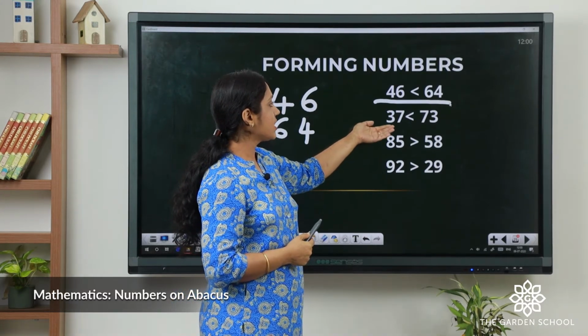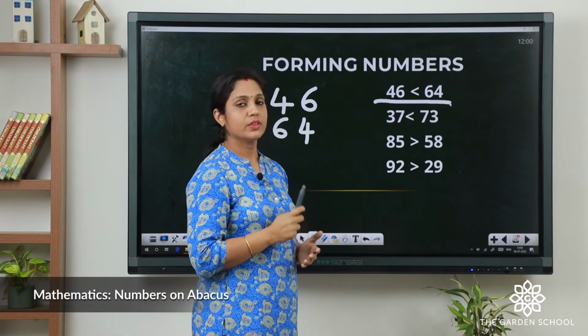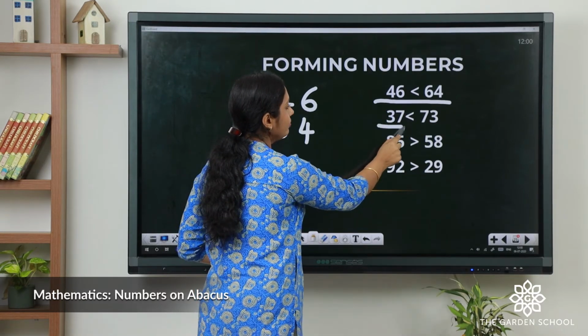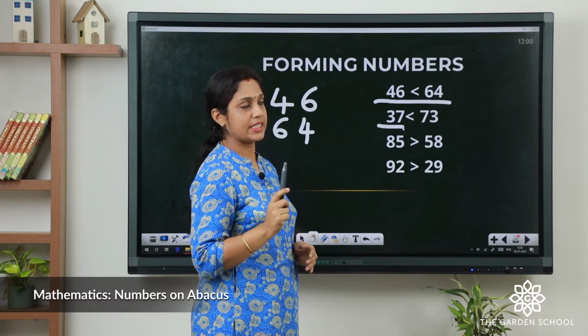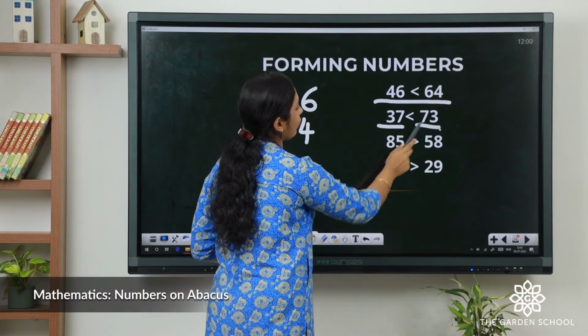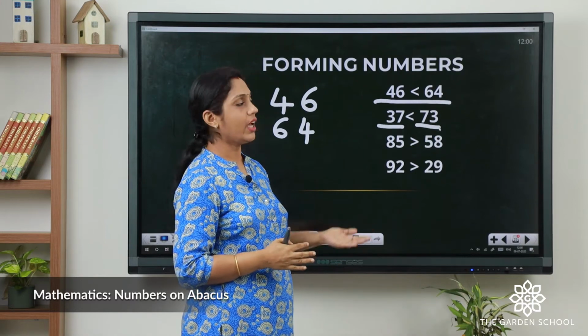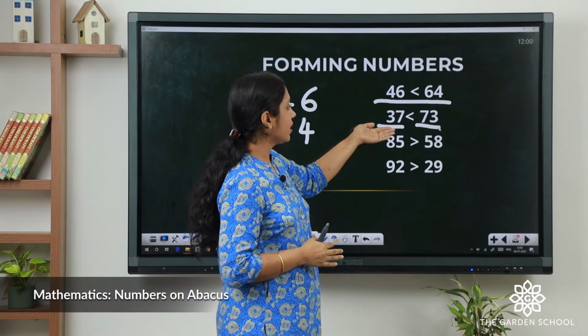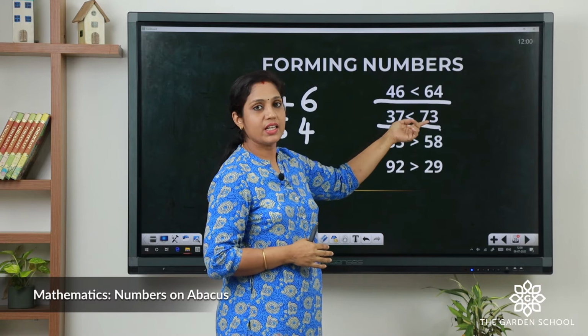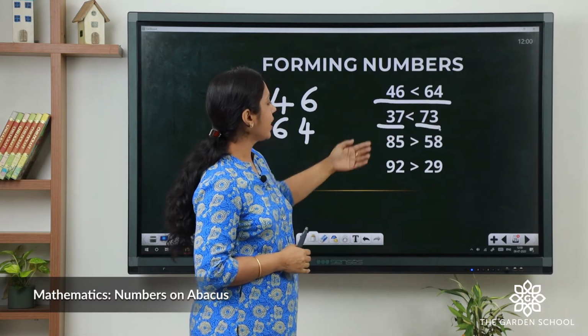Similarly, 37 and 73. In 37 we have 3 tens. And in 73 we have 7 tens. So which is greater? 73. And how can it be written? 37 less than 73. Let's take another example.